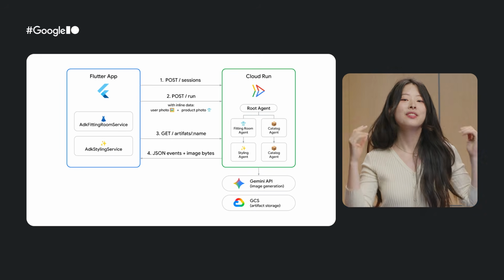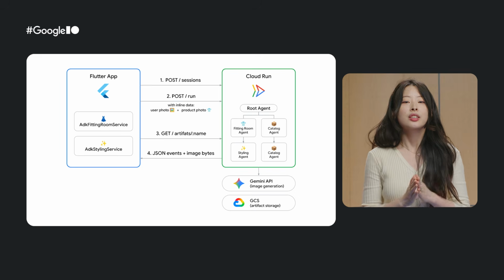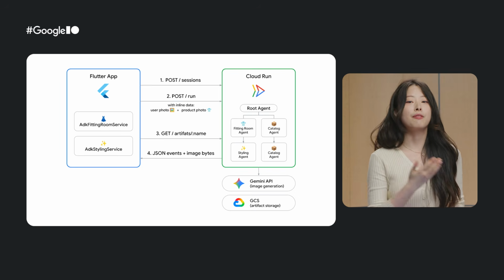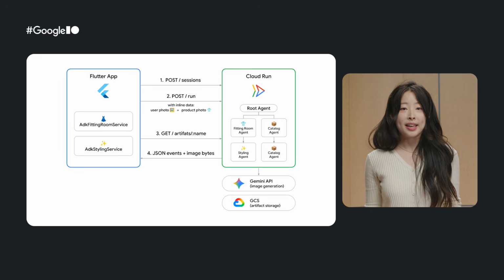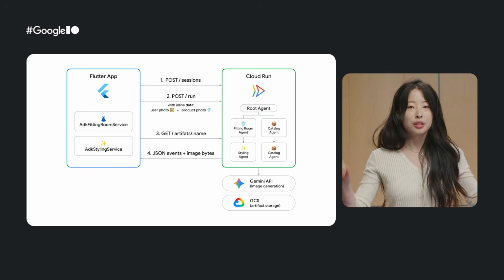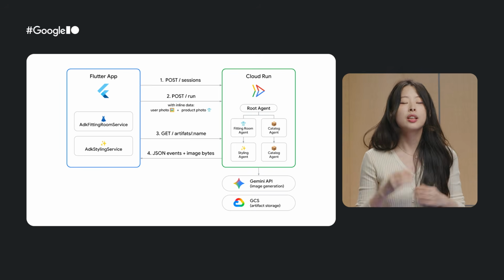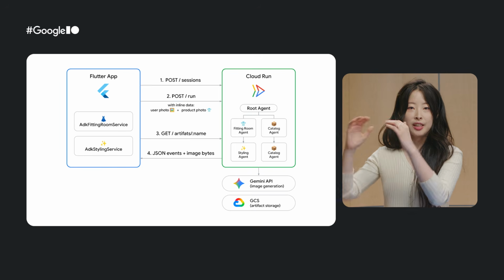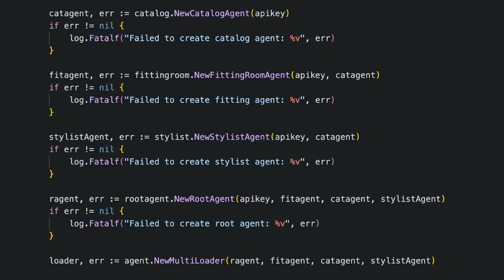At a high level, there are 2 main pieces. First, a Flutter frontend. This is a cross-platform app that runs on web, iOS, and Android. Second, a Go backend. It's a single binary running on Cloud Run built entirely with ADK. These two talk to each other over plain HTTP. The backend exposes the ADK REST API, and the Flutter app calls it using the HTTP package. On the backend, we have 4 agents working together.